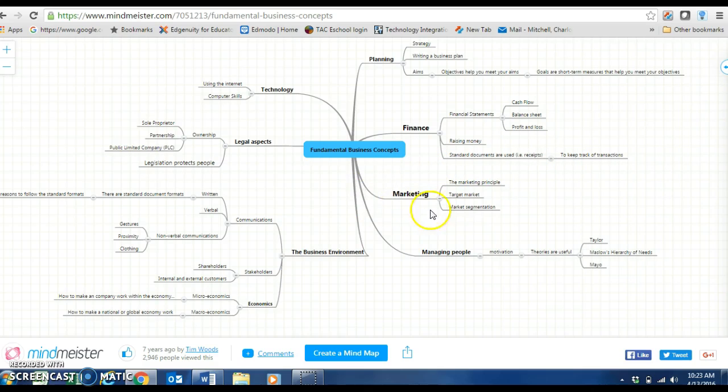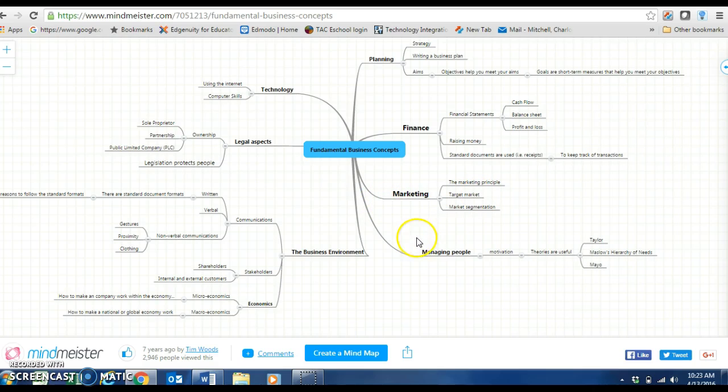Okay, move down here, we've got marketing. Marketing principles. Target market, market segmentation. We can easily identify Coca-Cola in here, perhaps Nike, even potato chips. Why are there so many different types of potato chips on the market? And how do the marketing people keep their brand in front of their target market? A lot of money spent in marketing.